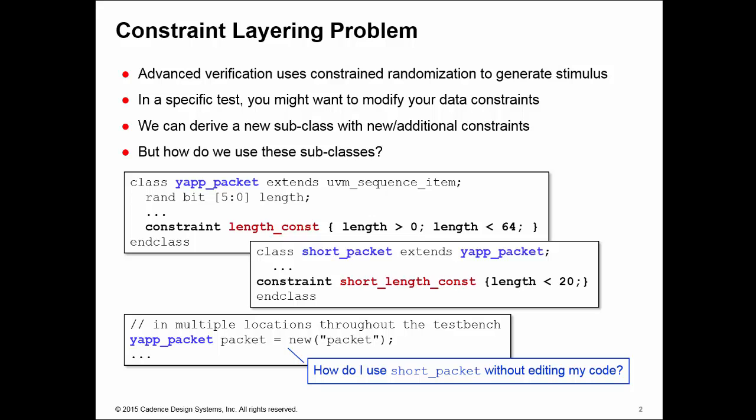In multiple locations in my code, I have handles on YAP packet. I'm creating instances of my YAP packet, and I want to use the short packet instead without having to go in and edit all my YAP packet handles to be short packets instead. So this is a standard problem in object orientation, and it has a standard solution, what we call a design pattern, and the standard solution here is called the factory.